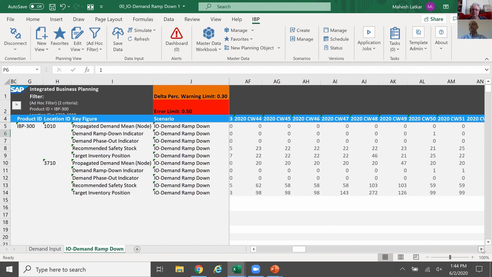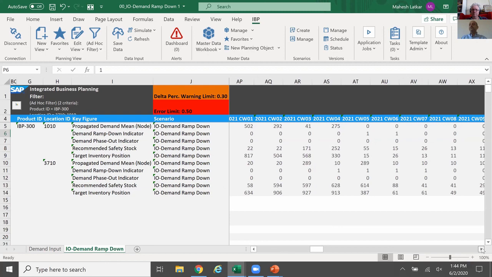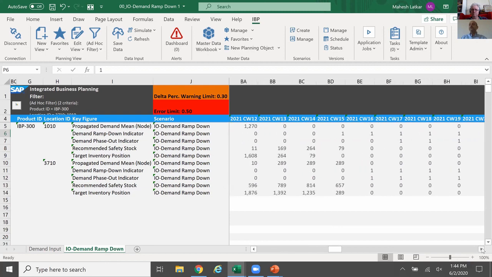And now, if I scroll to the right, my demand is getting reduced day by day gradually. So at a certain point, I don't have any demand in the future at DC. In that case, you will see both of these key figures are populated. So it is saying that you need to have this ramp down as your product is getting phased out.